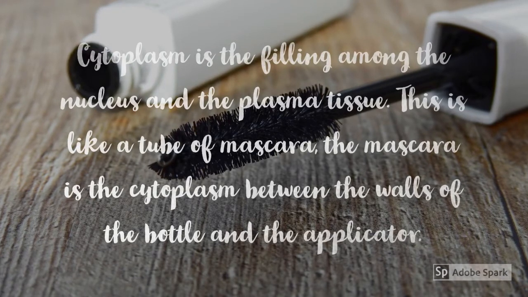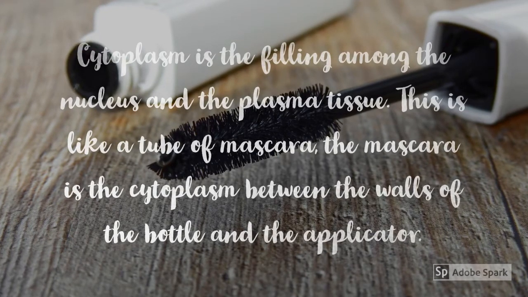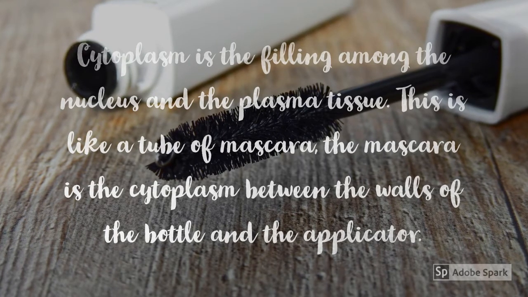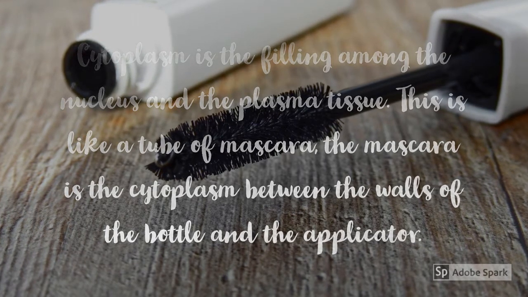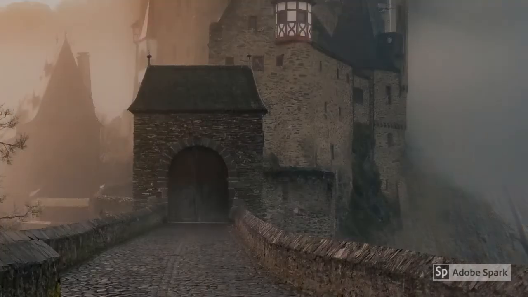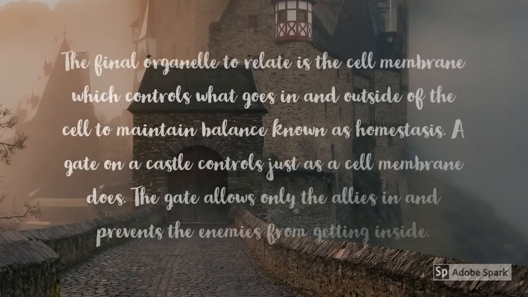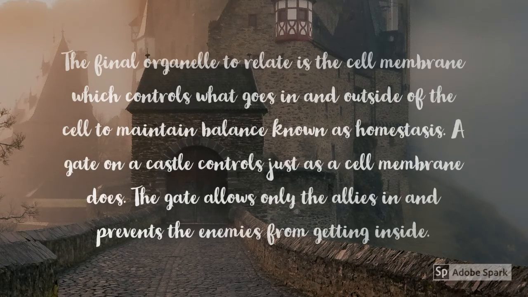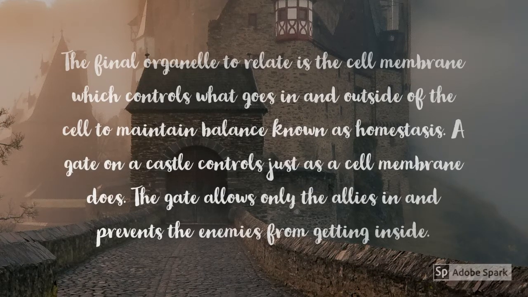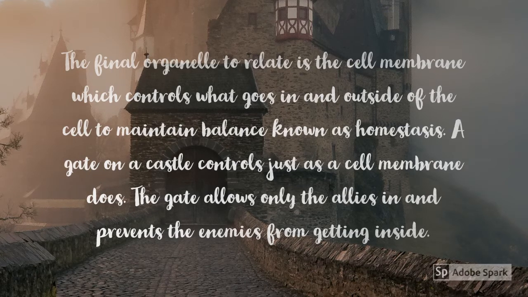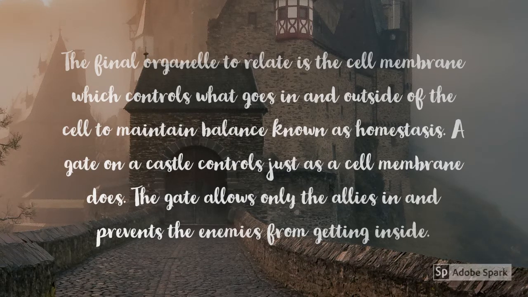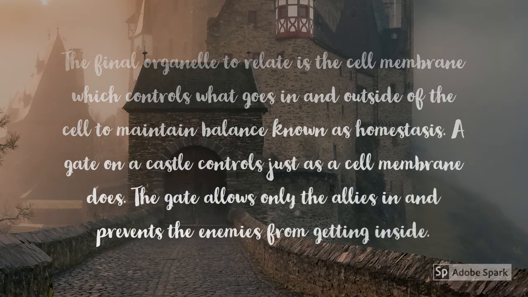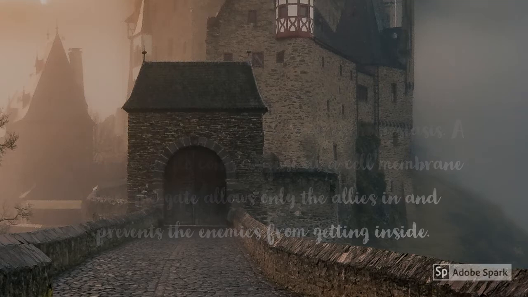Cytoplasm is the filling among the nucleus and the plasma tissue. This is like a tube of mascara. The mascara is the cytoplasm between the walls of the bottle and the applicator. The final organelle to relate is the cell membrane, which controls what goes in and outside of the cell to maintain balance, known as homeostasis. A gate on a castle controls just as a cell membrane does. The gate allows only the allies in and prevents the enemies from getting inside.